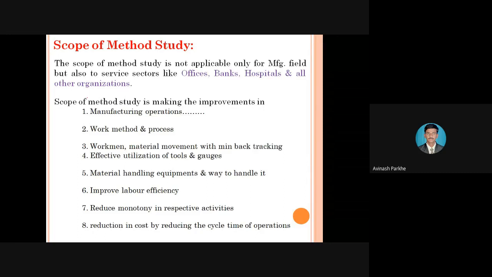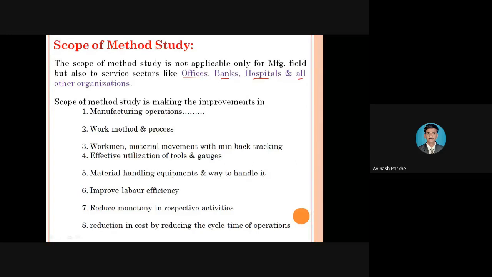That means except the manufacturing field, except our mechanical industry, some other service sectors are also there in which we can apply the concept of method study. We can apply the concept of method study in the office, in the bank, in the hospital, and in all other organizations, maybe some training organizations, some engineering colleges, some hospitals. Like them, in all the other organizations, the concept of method study will be applicable.